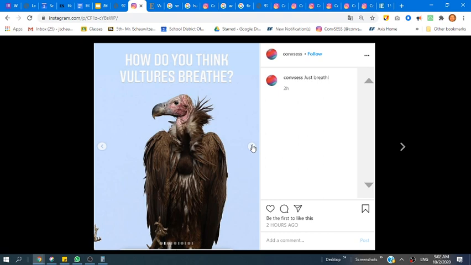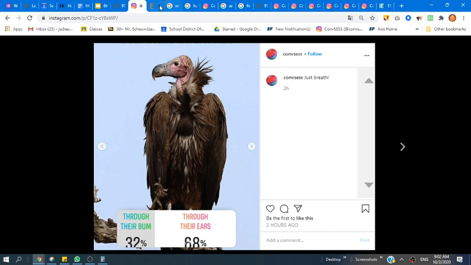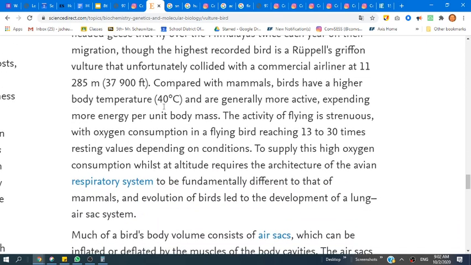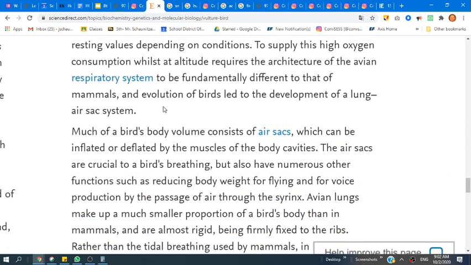Well, vultures breathe pretty much the same way that humans do, but they do have a very interesting way of breathing. Here from ScienceDirect.com, it says that many species of birds fly at high altitudes. Their best example are bar-headed geese that fly over the Himalayas twice each year. But let's skip down to where it talks a little bit about vultures. Okay, it says much of a bird's body volume consists of air sacs, all right, which can be inflated or deflated by the muscles of the body cavities.